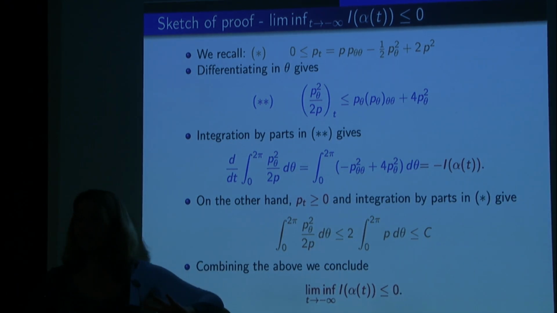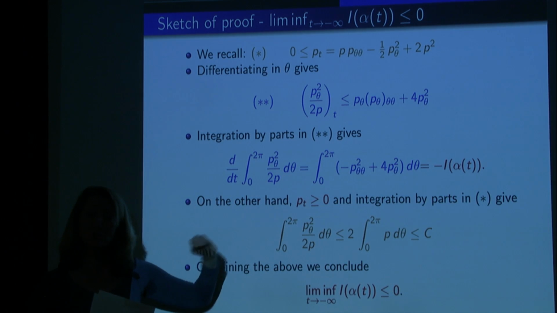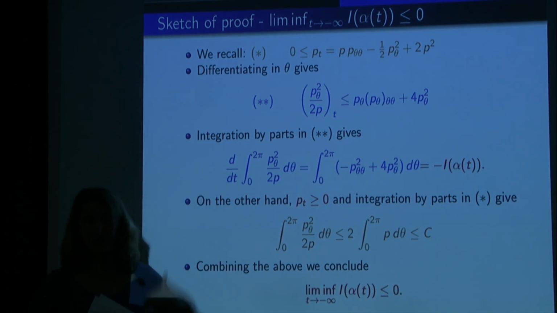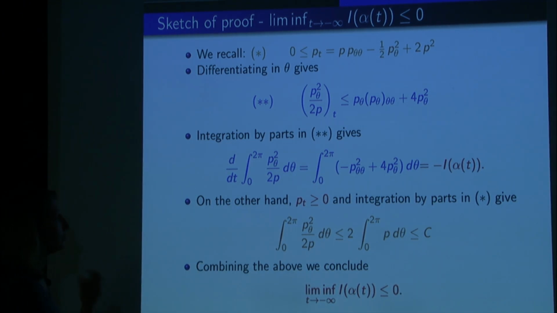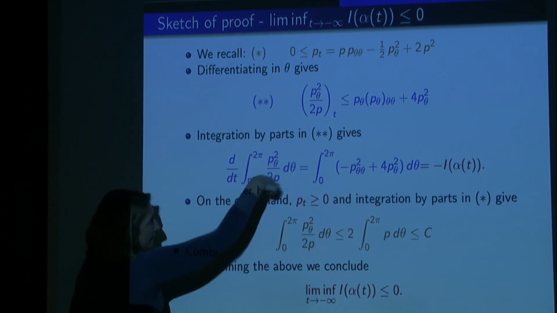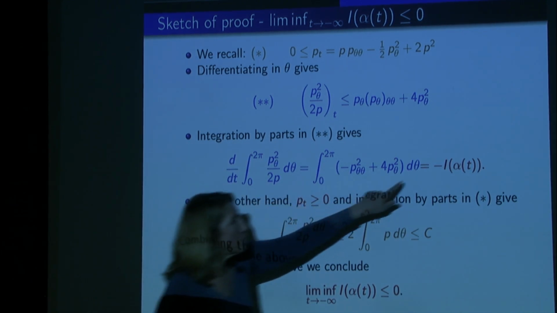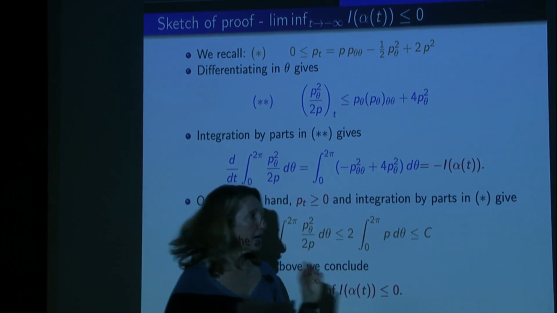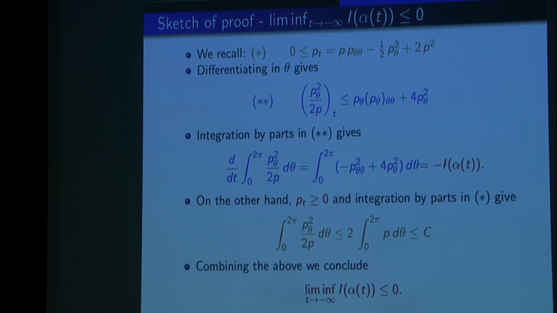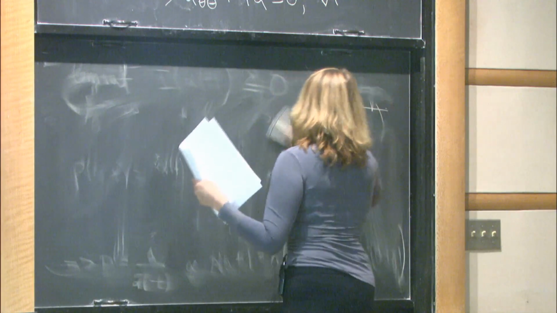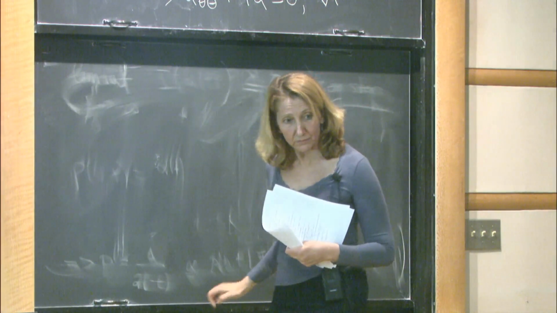This is a very standard procedure. People use these ideas when they look at the asymptotic behavior of solutions at infinity. It is a very similar idea. So you introduce this new energy, p theta squared over 2p, and you show that d/dt of this is minus I of alpha of t. And now let me show you, just by integrating from minus infinity, how you end up with what you want.